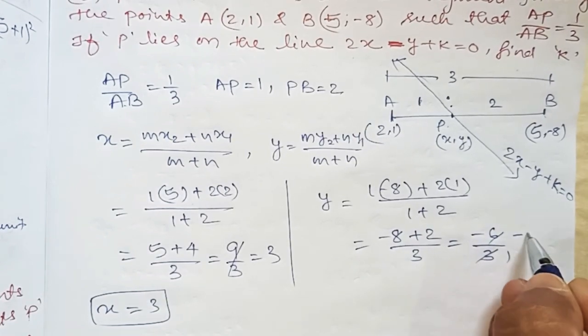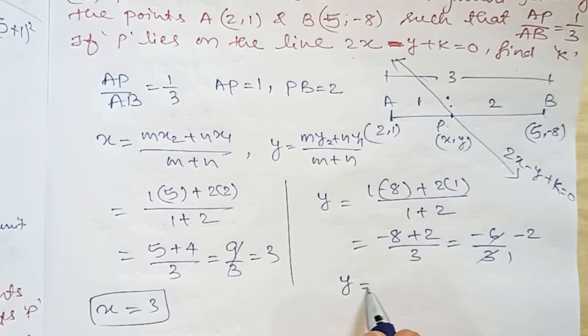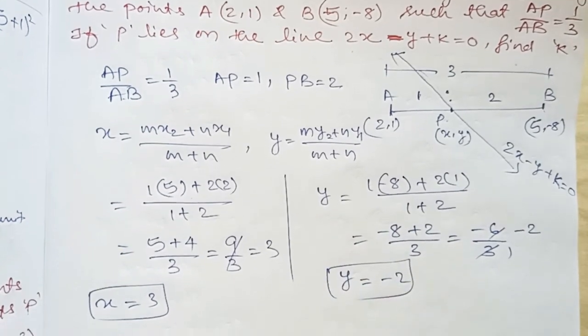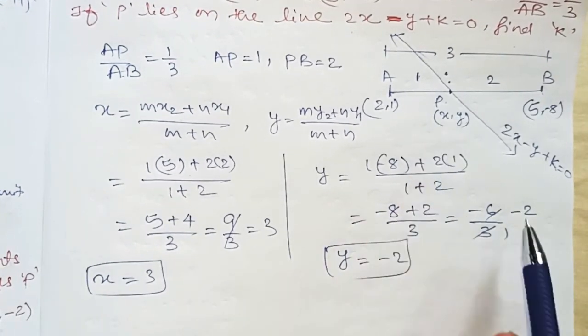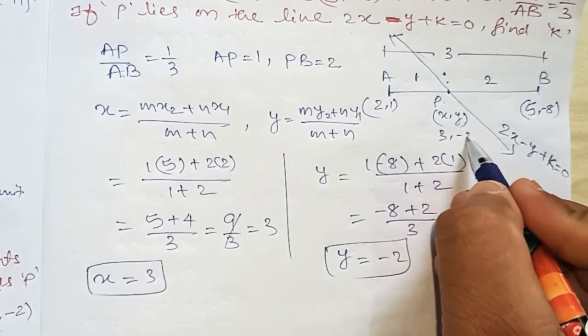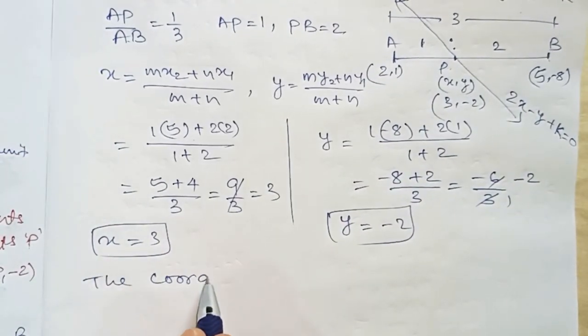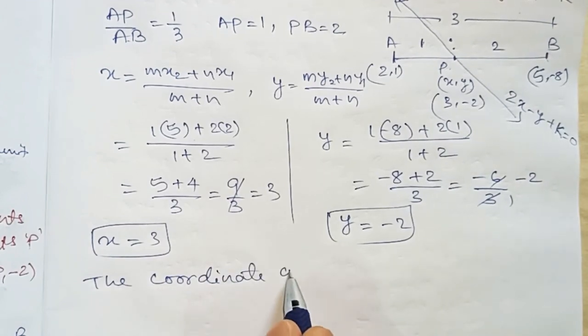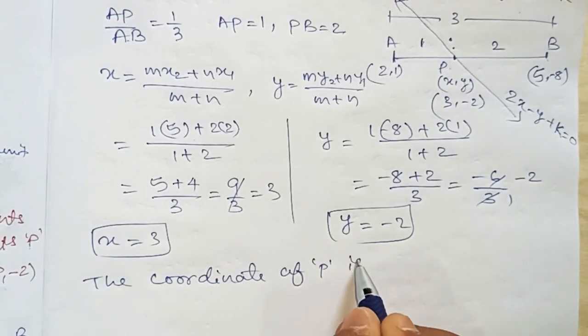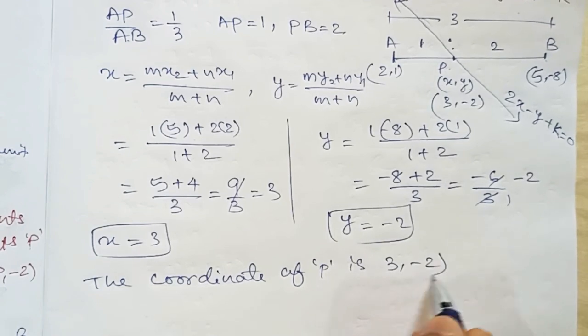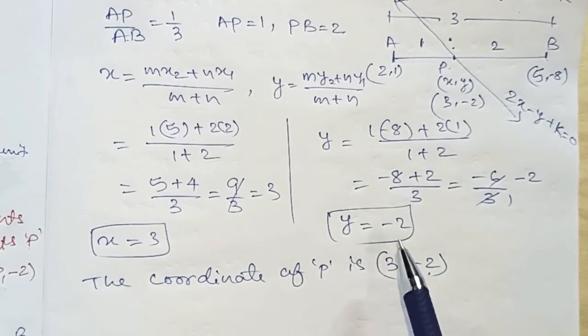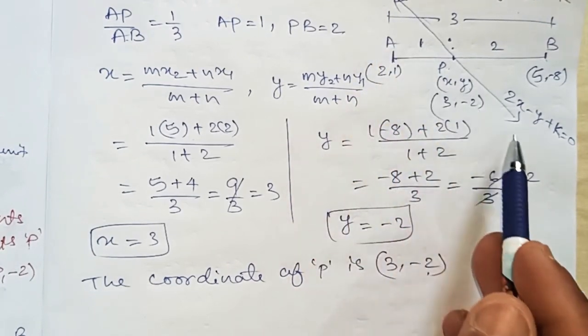3 ones are 3, minus 2. So the value of y we got is minus 2. That means the coordinates of P are 3 and minus 2. In the question it is also given that P lies on this line.